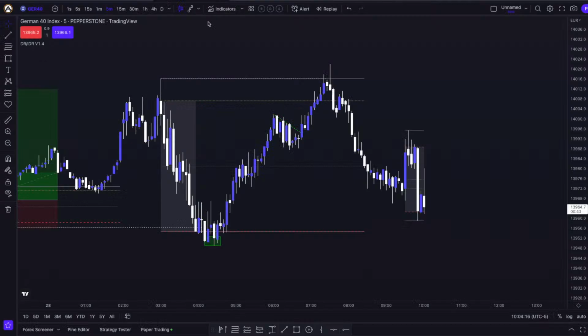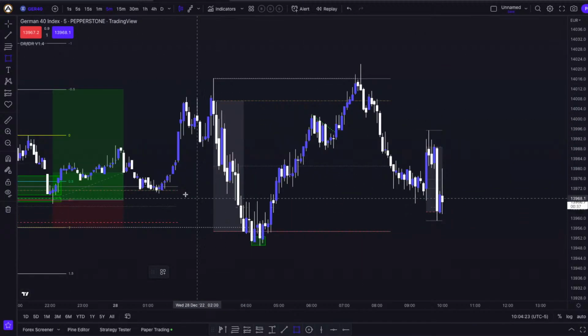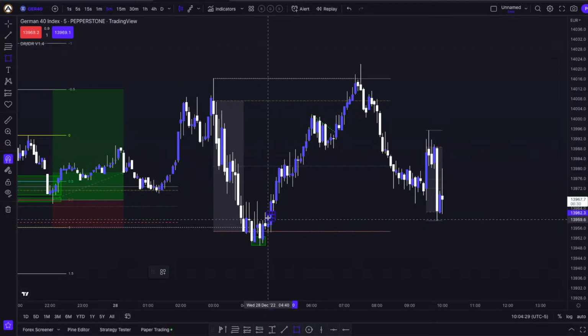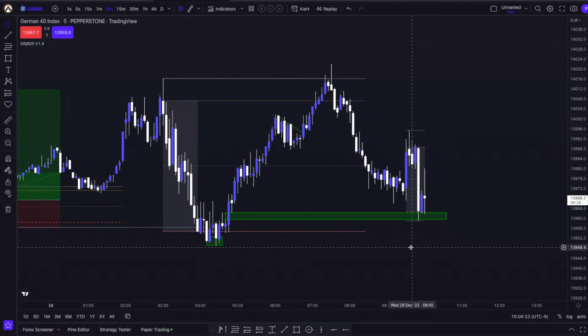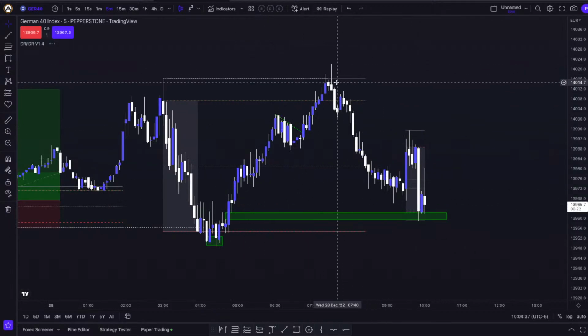So yeah, German 40 did not do much today, at least during the overnight range. The Asian range would have been beautiful to trade, but this is just choppiness in my opinion. We also had a fair value gap right here that has very likely been filled in right now. To determine a bias right here would be hard.